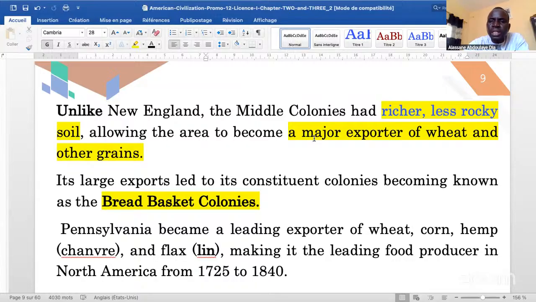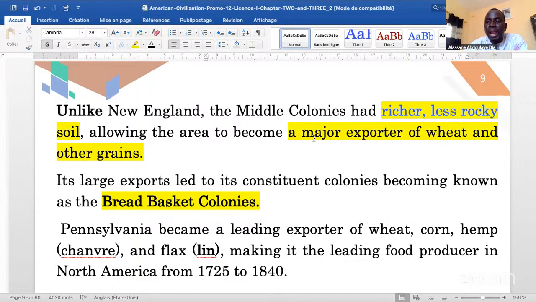So the middle colonies, their chance or their opportunity was that their land was very rich. It's different from the soil of New England colonies. And their soil was less rocky. So it means this is a good advantage. So it means the land was prosperous. So this allowed the area to become the major exporter of wheat and grains.